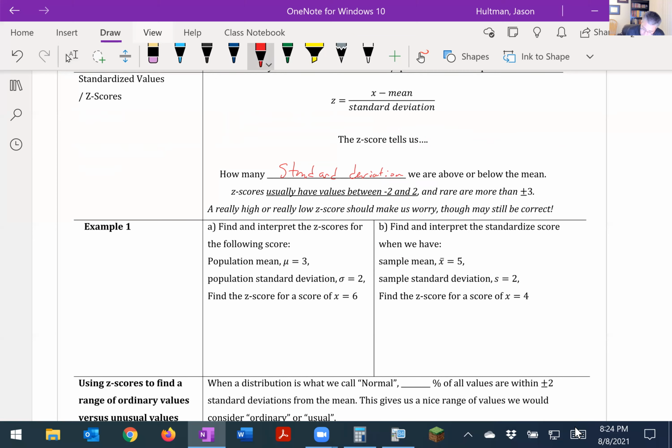Okay, population mean is 3. The population standard deviation is 2. Find the z-score for a score of 6. Okay, so let's go z is equal to x minus the mean, which is mu, over the standard deviation, sigma. Okay, this is for a population. So this is going to be equal to 6 minus 3 over 2, which is 1.5. Okay, so this is equal to 1.5.